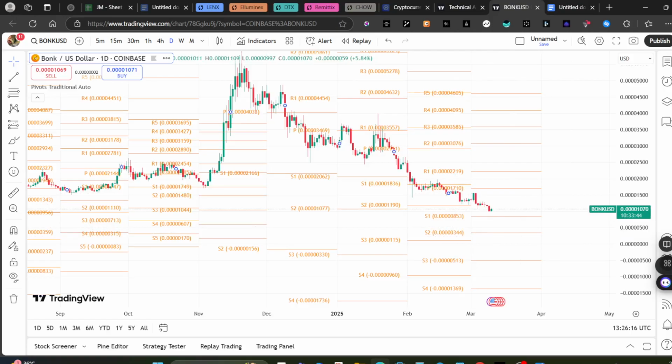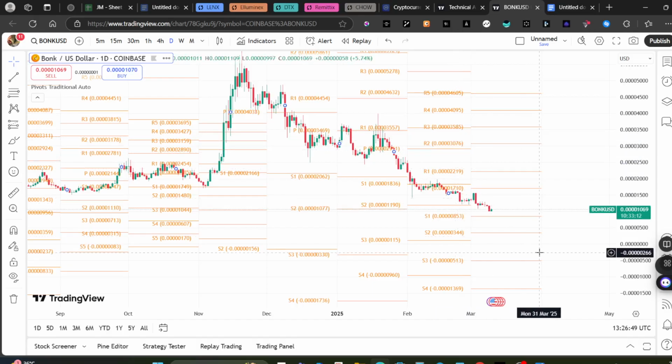So here are a few practical tips to enhance your use of pivot points for day trading. First of all, ensure you combine them with other indicators. Pivot points are powerful on their own, but they become even more effective when combined with other technical indicators like RSI or MACD or moving averages. For example, if the price is approaching a resistance level and the RSI is showing overbought conditions, it might signal a good opportunity to sell.